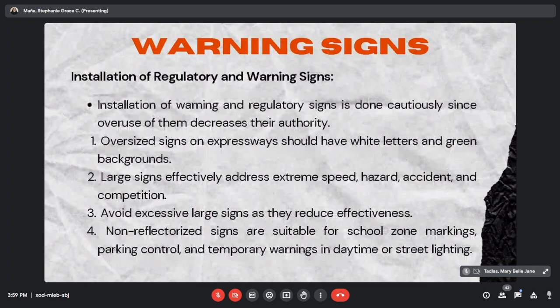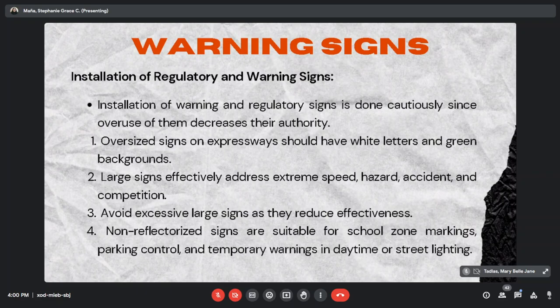So next. So installation of regulatory and warning signs. Installation of warning and regulatory signs is done cautiously since overuse of them decreases their authority. So first, oversized signs on expressways should have white letters and green backgrounds.